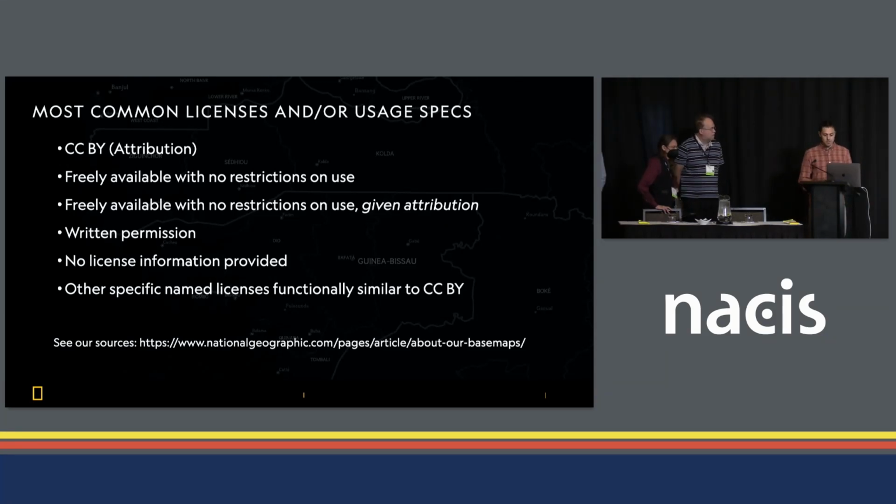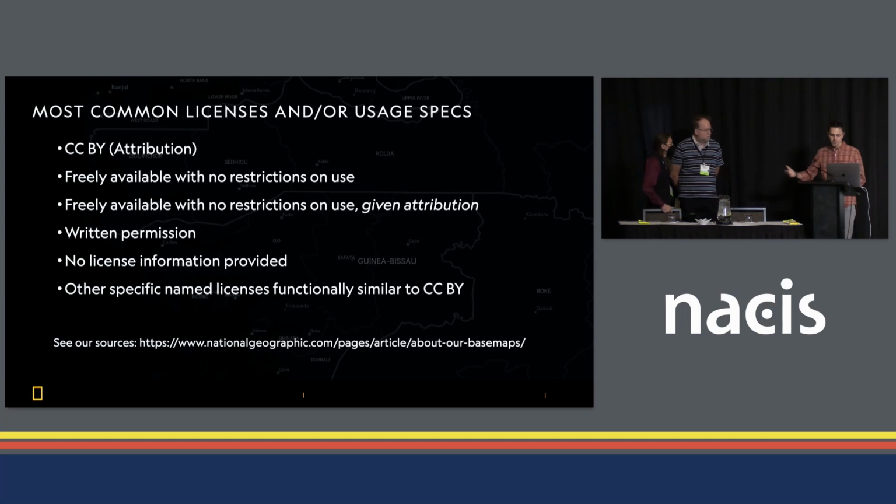A lot of them were CC BY or CC BY SA, which is share alike. You have to be willing to share the data in a similar license. Some data sources did not have a specific named license. They just had a little blurb saying that it's freely available. Some said that you did have to give attribution. Some we got written permission in email form.